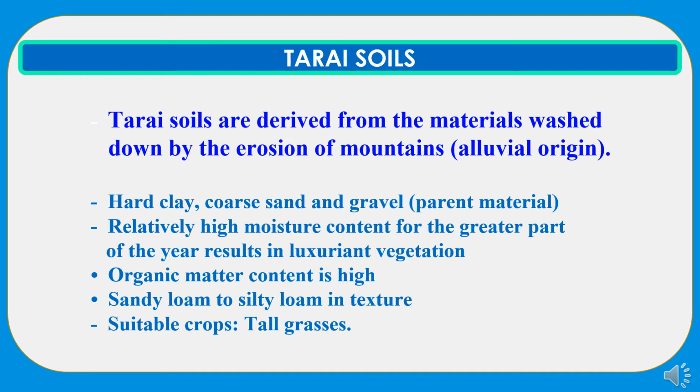Now Tarai soils. Tarai soils are derived from the materials washed down by the erosion of mountains, which are of alluvial origin. These soils have hard clay, coarse sand and gravel as the parent material. They have relatively high moisture content for the greater part of the year, which results in luxuriant vegetation. These soils have high organic matter content, sandy loam to silty loam texture, and are suitable for tall grass crops.